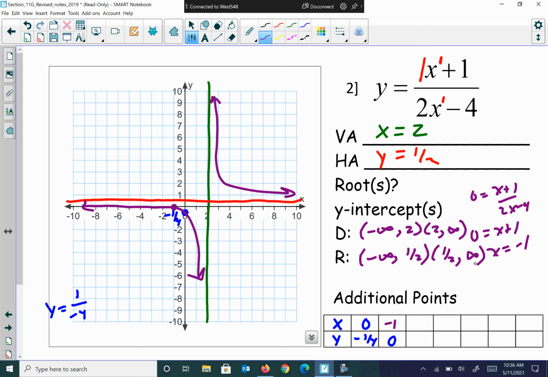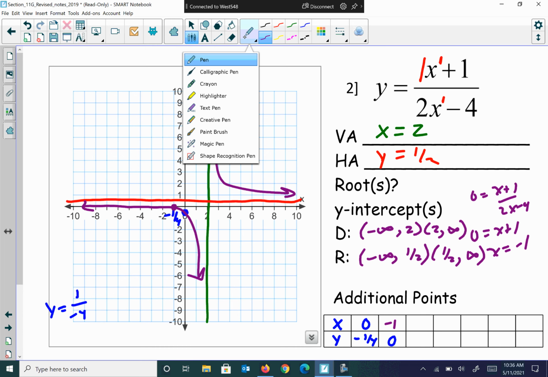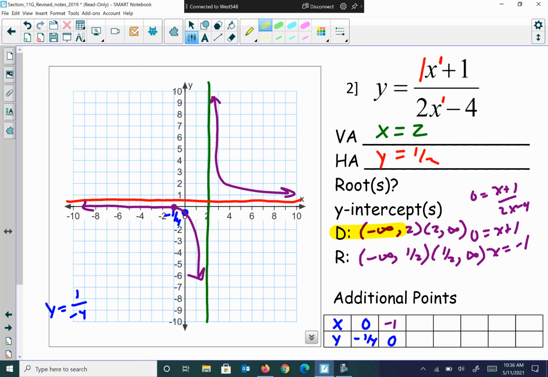Anna, what you got? Yeah. Just reading. So domain and range. Domain is this. Range is this.